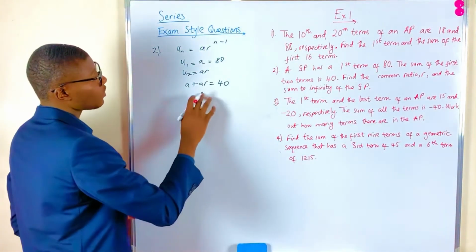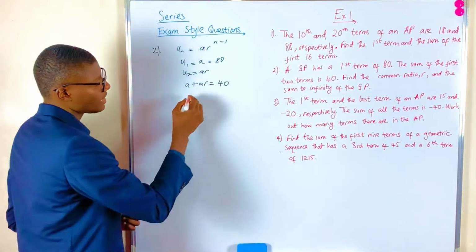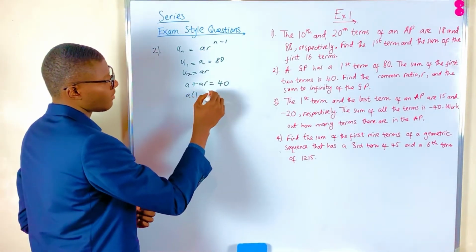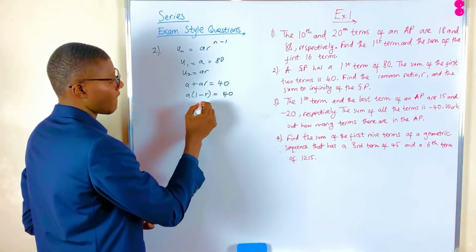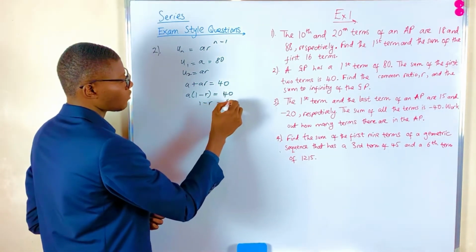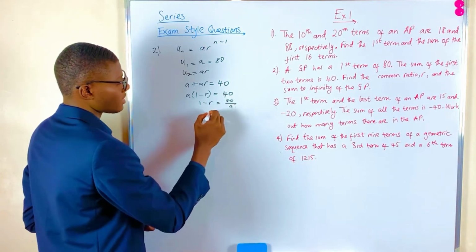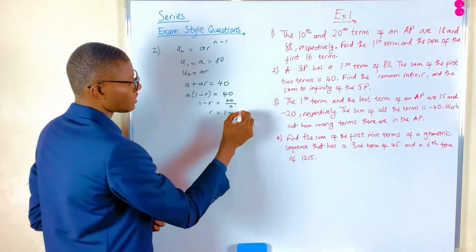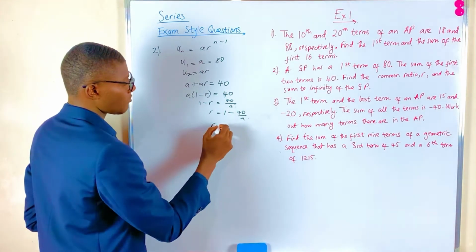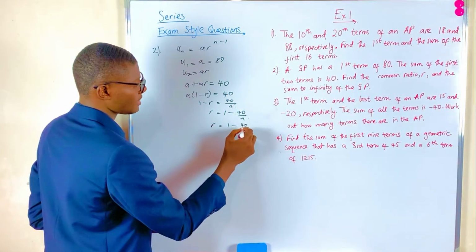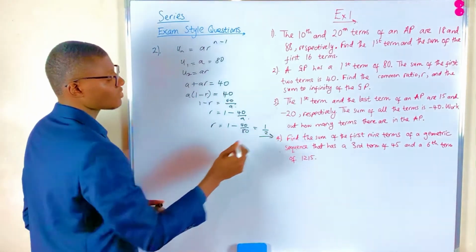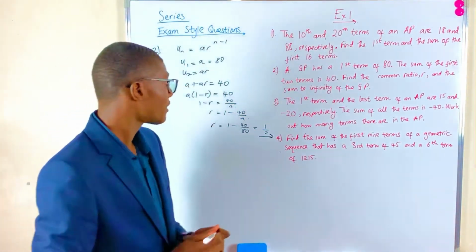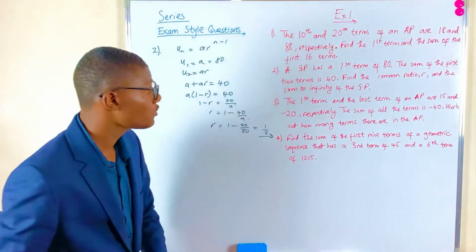So first of all, we know that a is 80 already. If we factor out a, we've got a times (1 plus r) being equal to 40, and 1 plus r being equal to 40 over a, such that r is equal to 40 over a minus 1. Then r will be equal to 40 over 80 minus 1, which is a half minus 1, to give us minus a half. So the common ratio is r, which is minus 1 over 2.